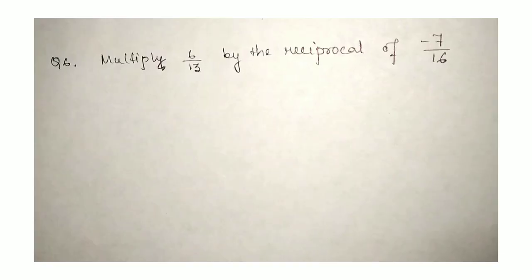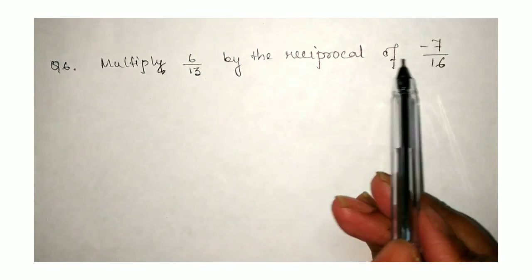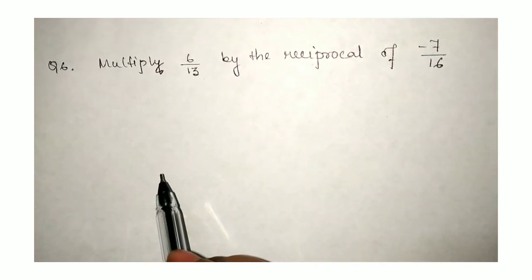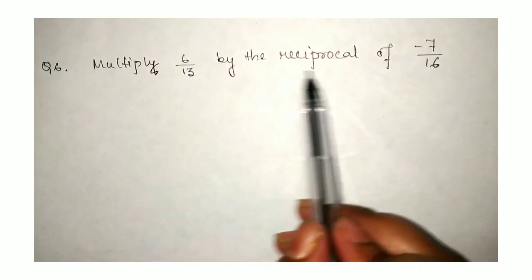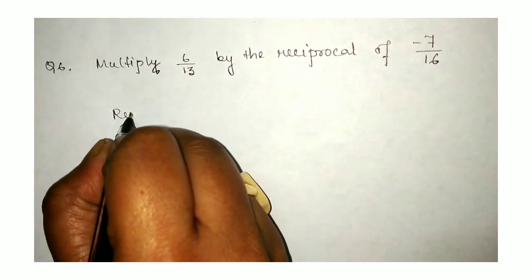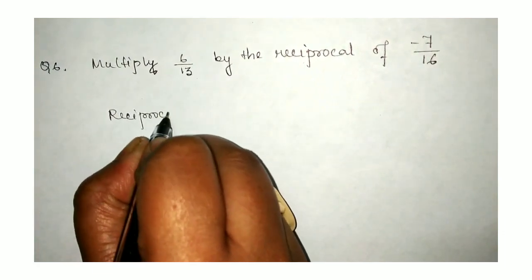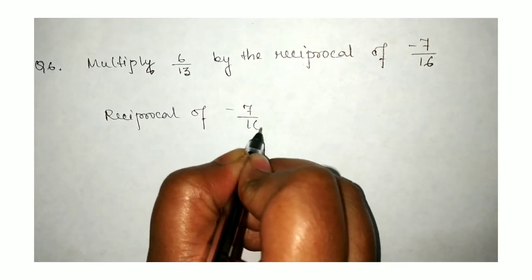Now in the next question we have to multiply 6 by 13 by the reciprocal of minus 7 by 16. So here we have to multiply 6 by 13 with the reciprocal of this number. Now what will be the reciprocal of minus 7 by 16?